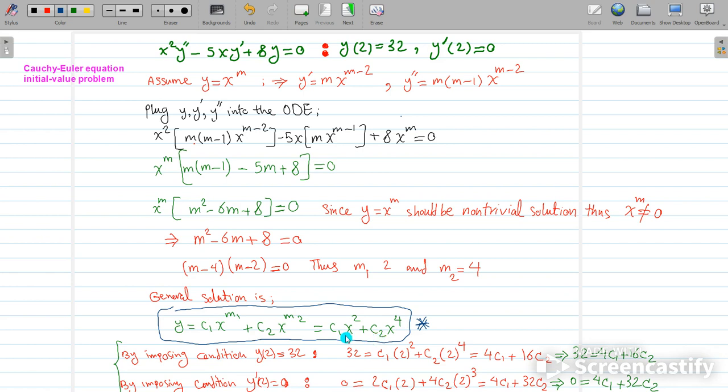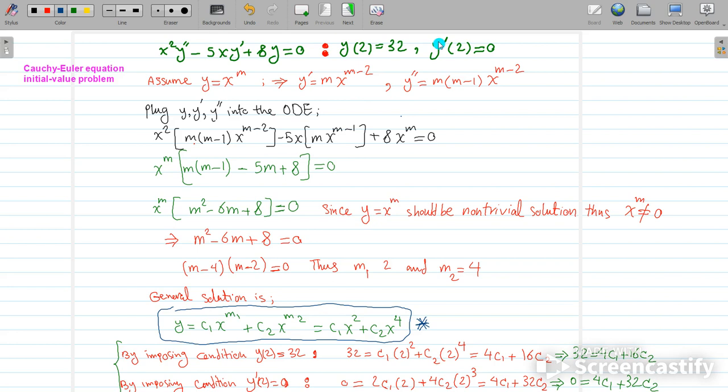But c1 and c2 are not known at this moment, but we can find them from the top. As we can see, we have an initial value problem: y at 2 equals 32 and y prime at 2 equals 0. If y at 2 equals 32, it means this line, right? Just plug x equals 2 and we would get c1 times 2 squared plus c2 times 2 to the fourth, and finally we get this green one: 32 should be equal to 4c1 plus 16c2.